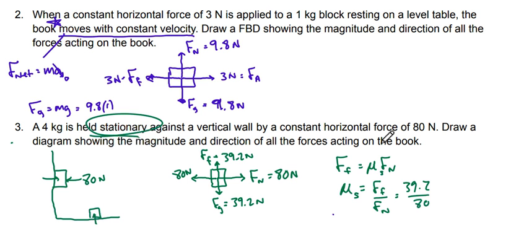And this would actually be the minimum coefficient of friction that would keep this from moving, because we have to offset gravity. We are only applying an 80 newton force to the left, and so anything less than this is going to slide down the wall.